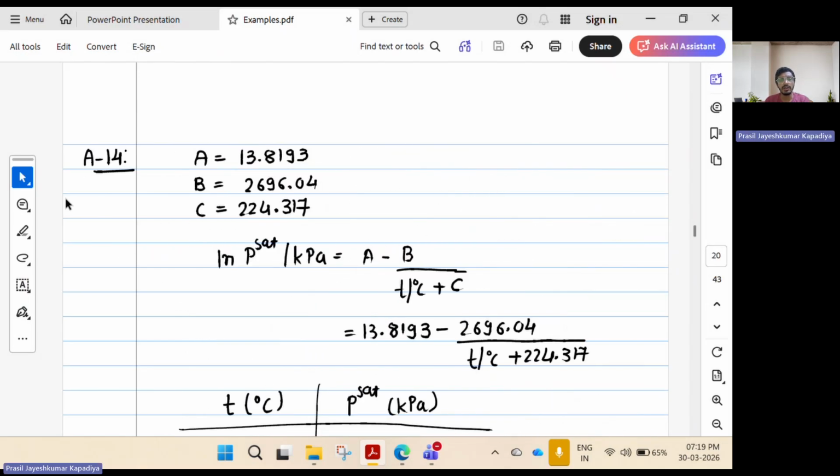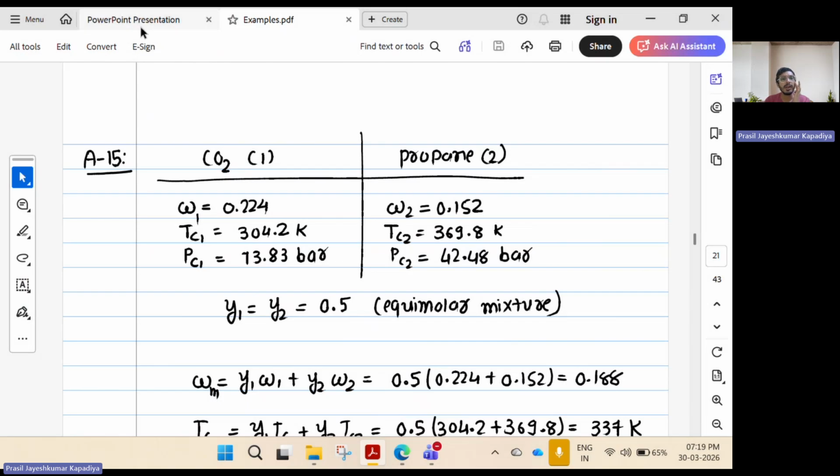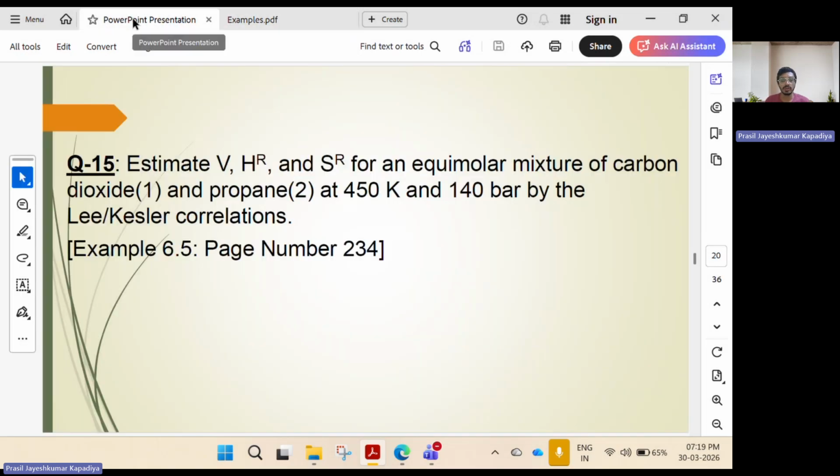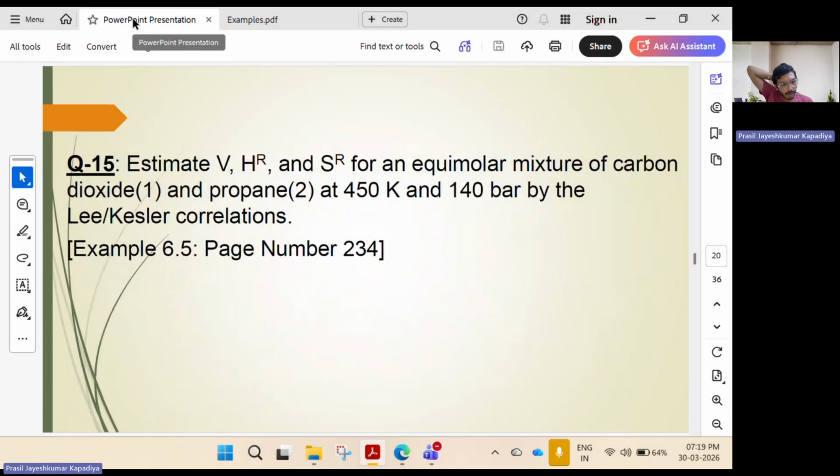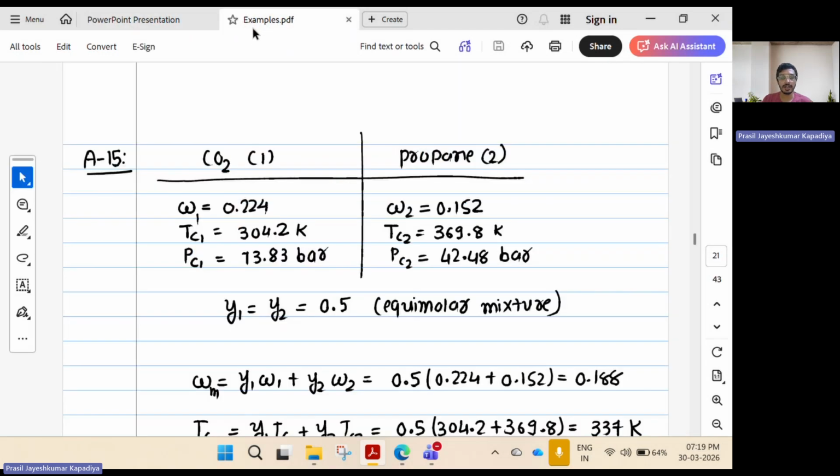Okay, till here we have done. So now let's try to move ahead with more problems. We are at problem number 15. The problem is to estimate volume, residual enthalpy, and residual entropy for an equimolar mixture of carbon dioxide and propane at 450 Kelvin and 140 bar using the Lee-Kesler relation.